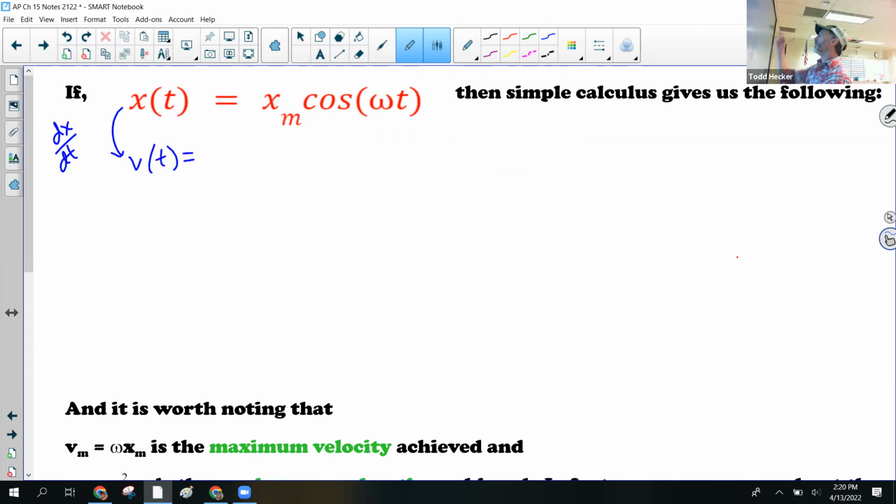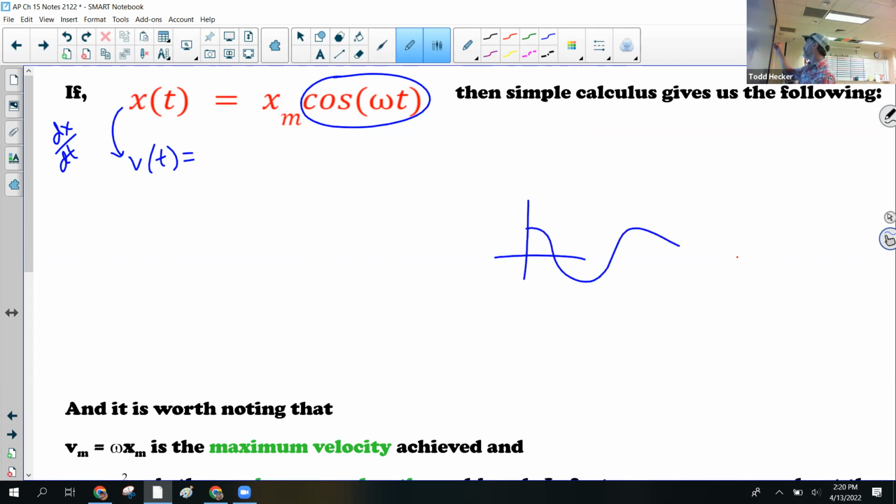Well, how do you take the derivative? The derivative of cosine looks like this, so my slope is going to be negative. That's going to be negative sine of omega t. But then we have to do the chain rule. We have to take the derivative of omega t also, which is omega. And then I bring down my constant xm. So that's my velocity at time t.